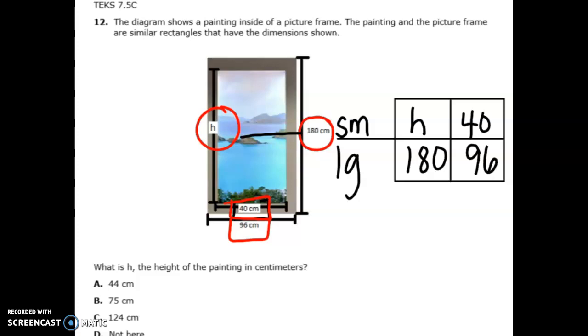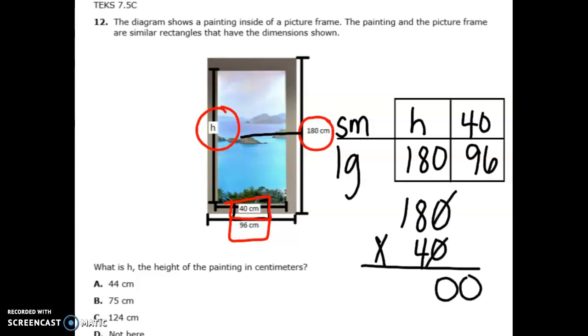So now we need to do some cross multiplication with division. So we'll do 180 times 40. So here's a trick. Put the 2 zeros that you're talking about at the end, and then we'll do regular multiplication. 4 times 8 is 32. And 4 times 1 plus 3 is 7. So it's 7,200. Now we need to divide that by 96.